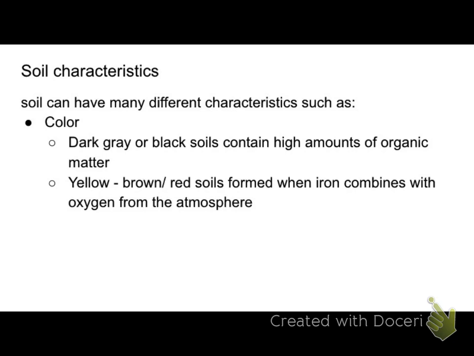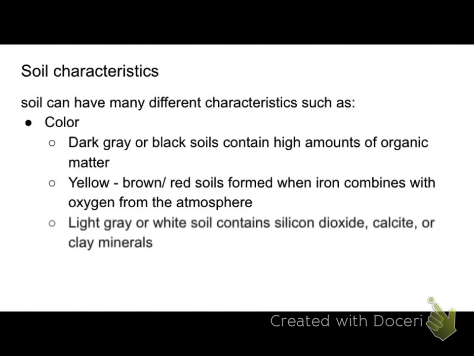If it's yellow, brownish, or even red, that means that it was formed when iron was combining with a lot of oxygen in the atmosphere. So it's got some oxidized iron in it. And if it's light gray or white, it contains silicon dioxide or calcite or some different clay minerals. So just by looking at the color, you can tell a little bit about the composition of the soil.